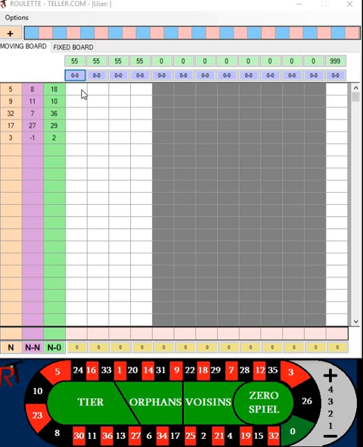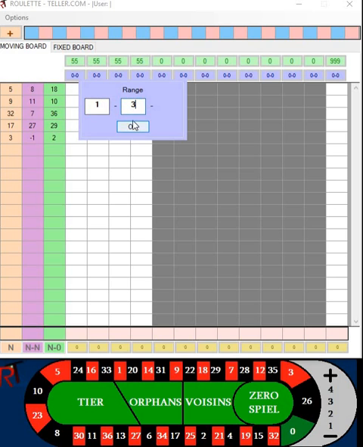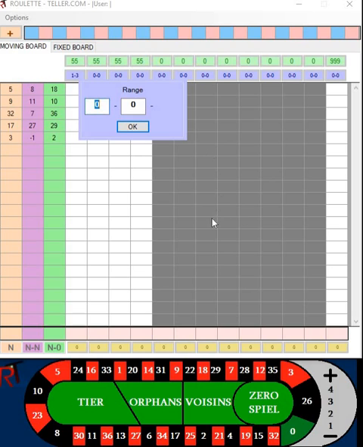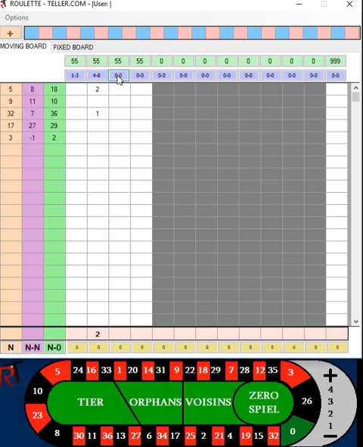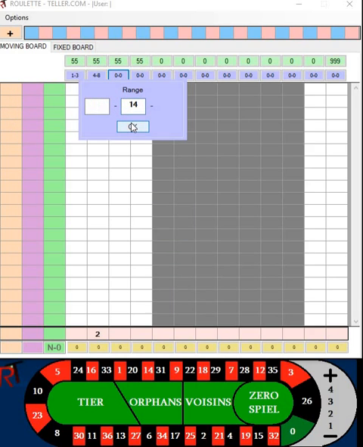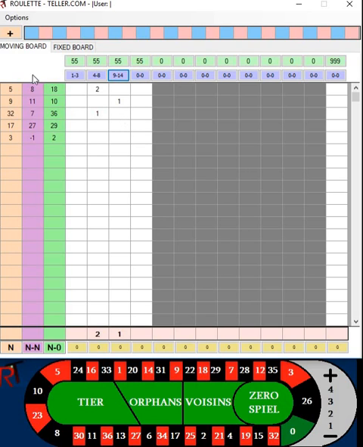Moving on to the second line, using which we can determine range of numbers. For example, we will write 1 to 3 in the first one. We will write 4 to 8 in the second one. And we will write 9 to 14 in the third one. Right now, moving board represents the system counting board of NN.